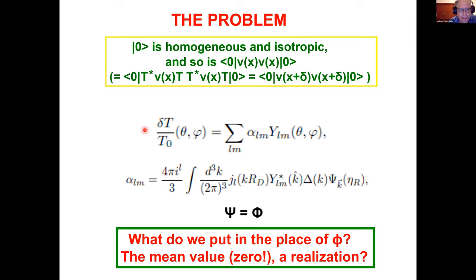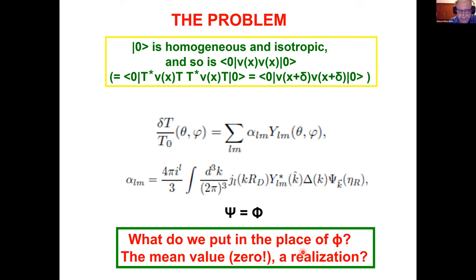Another point, well, this is the fluctuations of temperature in the background radiation. This is the fluctuations of the temperature over the mean value of the temperature. Now, these fluctuations in the end are given by these geometrical perturbations here. But if you have quantized everything, what should I put here? Should I put the mean value? But the mean value is zero. No, I cannot put the mean value. So I put a realization of this quantum variable.